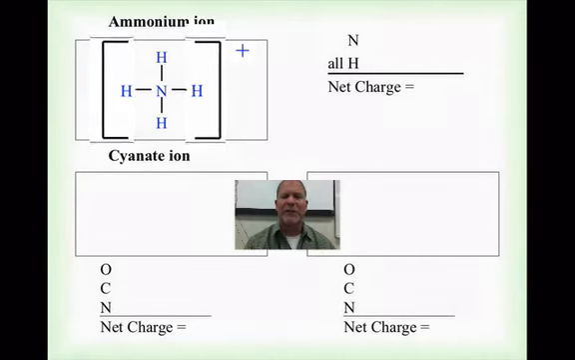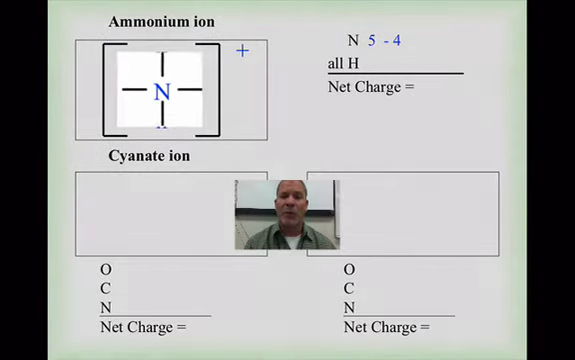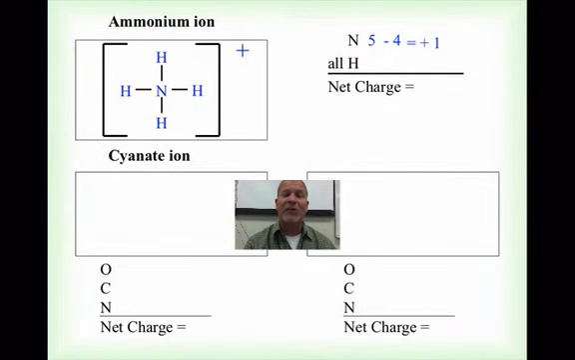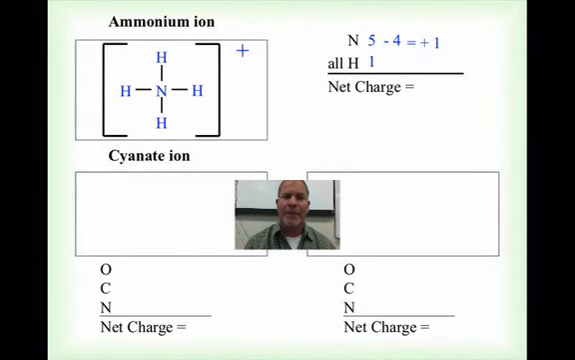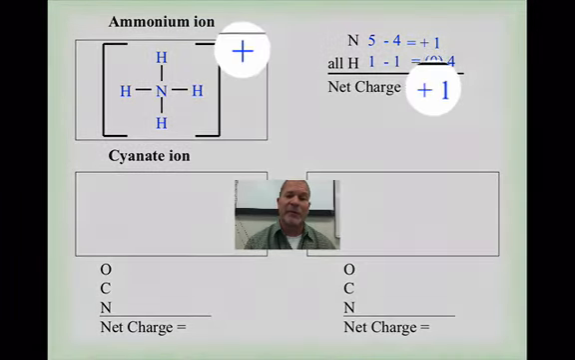In this situation, we see nitrogen is in group 15, has 5 valence electrons minus 4 bars, and my nitrogen has a plus 1 formal charge. My hydrogens all are 1. Since all 4 of them are the same, I'll do 1 multiplied by 4. So I have 1 valence electron minus 1 bar equals 0, but there's 4 of them, so 4 times 0 is still 0. It has a net charge of plus 1, which makes sense because ammonium is a plus 1.